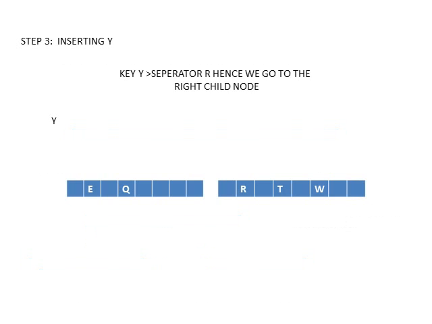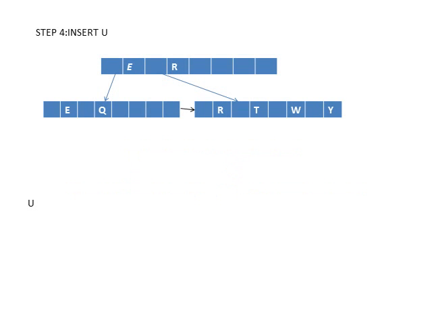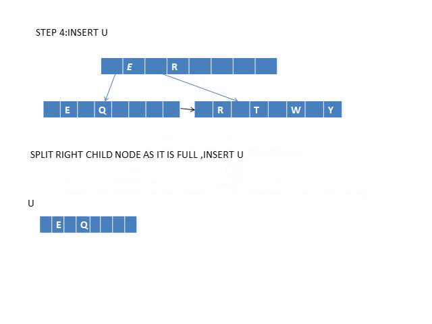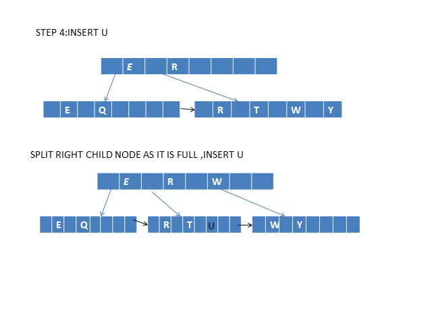Next step is to insert the key Y. We see that Y is greater than separator R, so it has to go to the right node. Next we see the branches coming up in the B plus tree. And the next node to be inserted is U. As the right child node is already full, since it's an order 4, we again split it. So we see the split nodes EQ and RT, and we insert U. Next we see the branchings coming up.